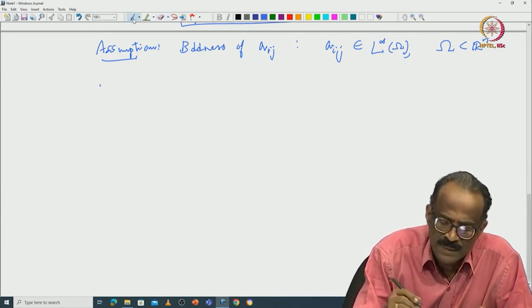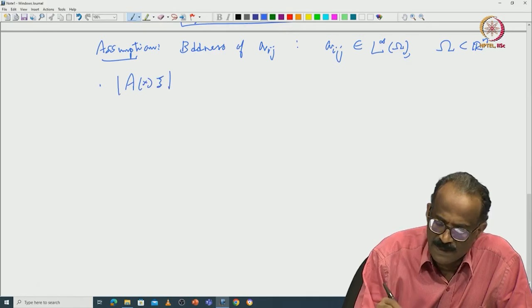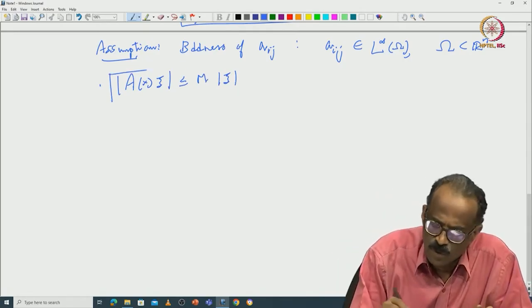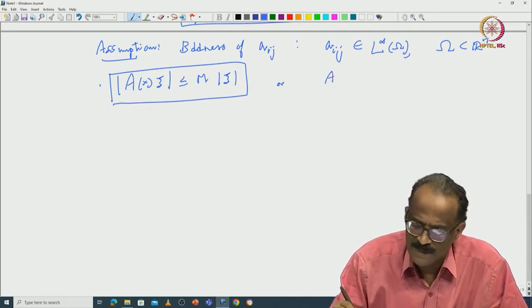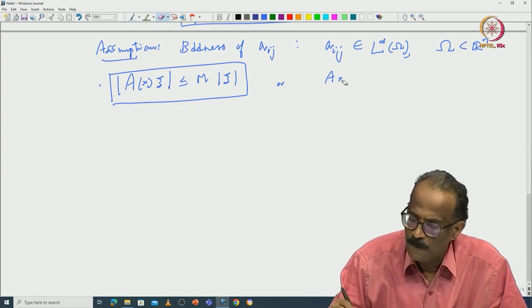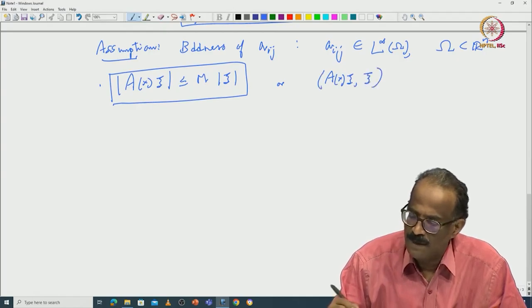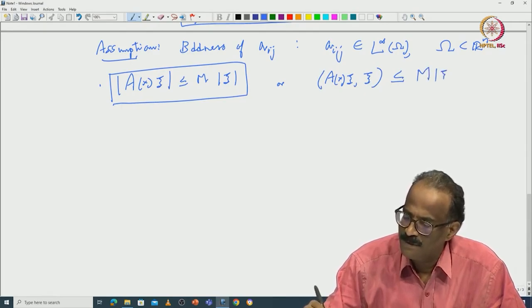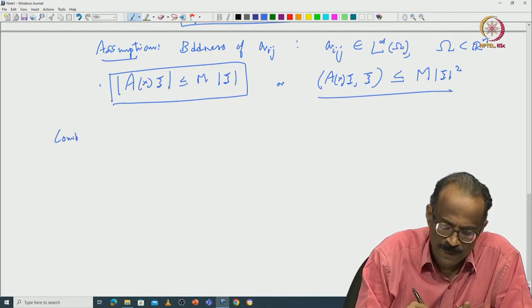Some places, some books, you may see that Ax psi is less than or equal to m into mod psi. That is one way of writing. Or you write Ax psi, which is a vector in Rn, in a product with psi less than or equal to m into mod psi square.